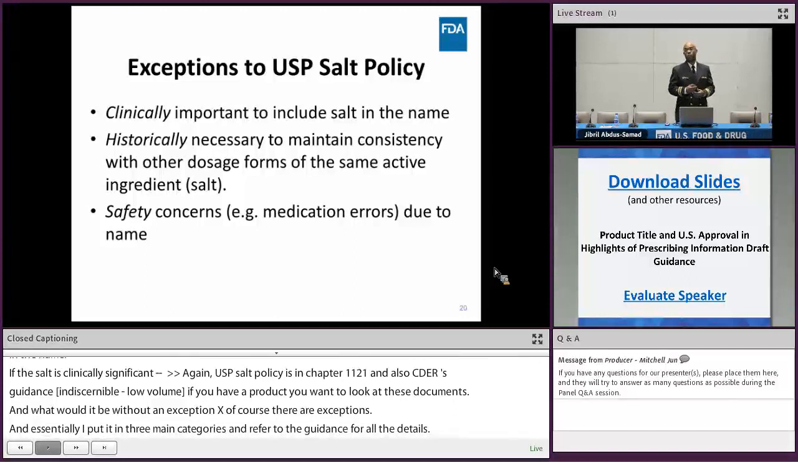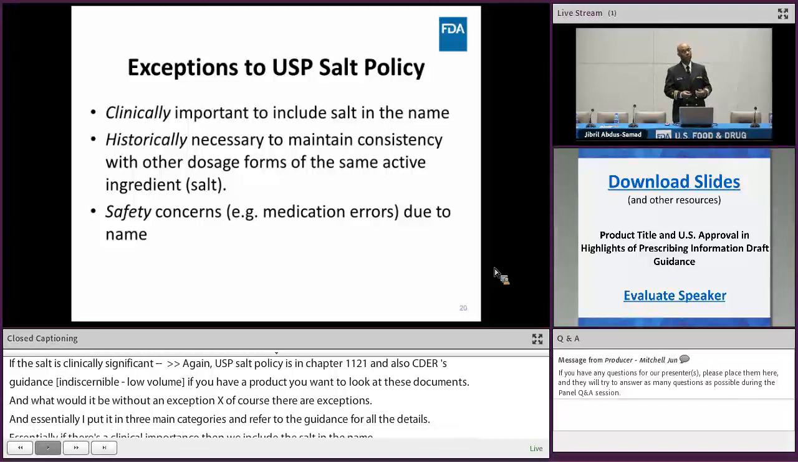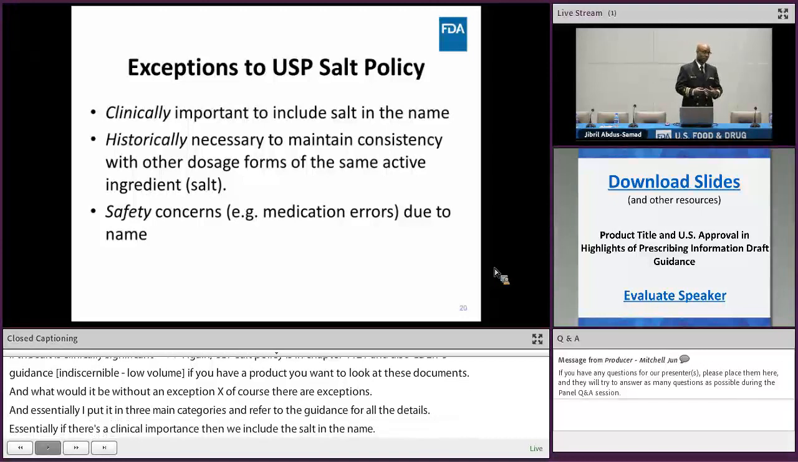Also, for historical reasons, if there's a product that's been on the market, an active ingredient, and the salt is in the name, let's just say it's Drugazide hydrochloride tablets, and then someone wants to develop an extended release capsule, it makes sense from a consistency standpoint to include the salt in the name just from a historical perspective. So practitioners are able to say, well, this patient was on a tablet, it's an easy dose conversion to an extended release capsule. And then there's also if there's any safety concerns as well.